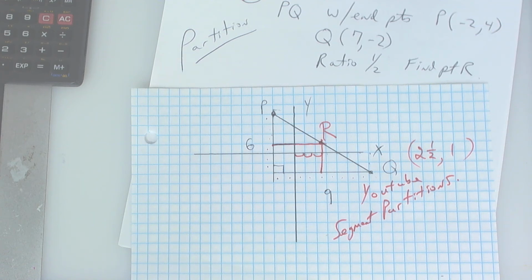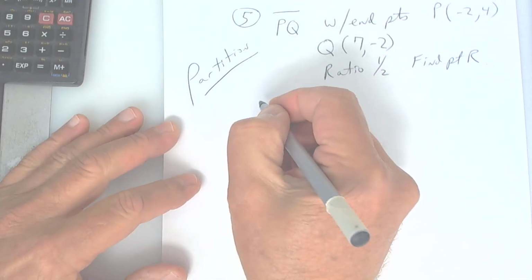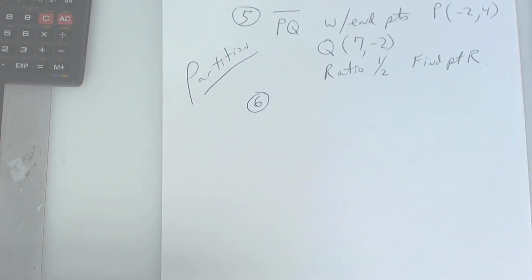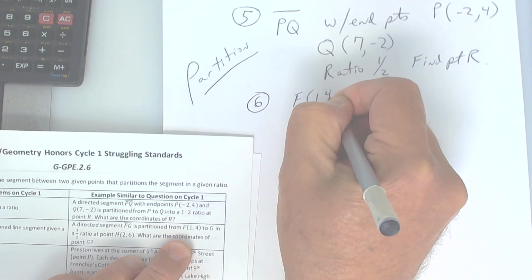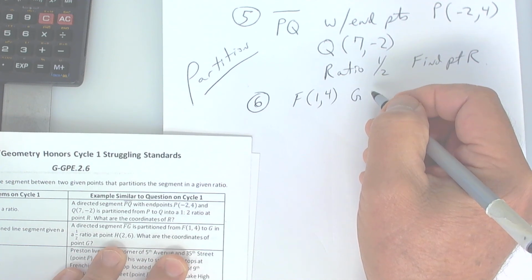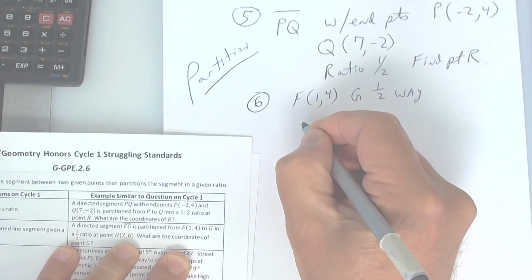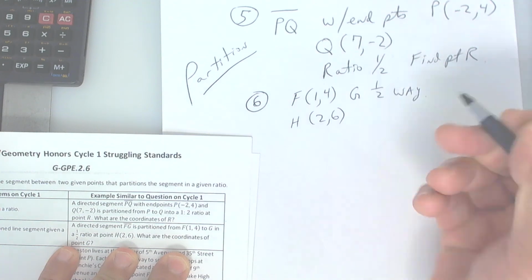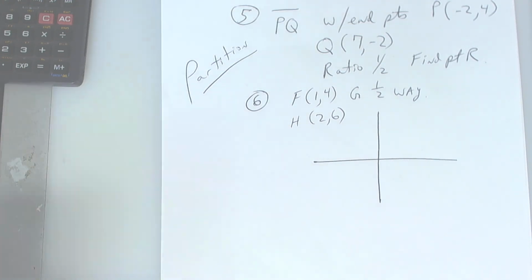All right, here's another one. Same exact thing. Number 6. Write this down. 6. Let's see if you can do this one. F is 1, 4. G is half of the way, halfway. And H is 2, 6. Same exact problem. See if you can do that one. Draw a graph and try and do it. Come on, guys. Same exact problem. It's halfway. Box it off and go halfway. See if you can do it. Come on. I know you can do it.